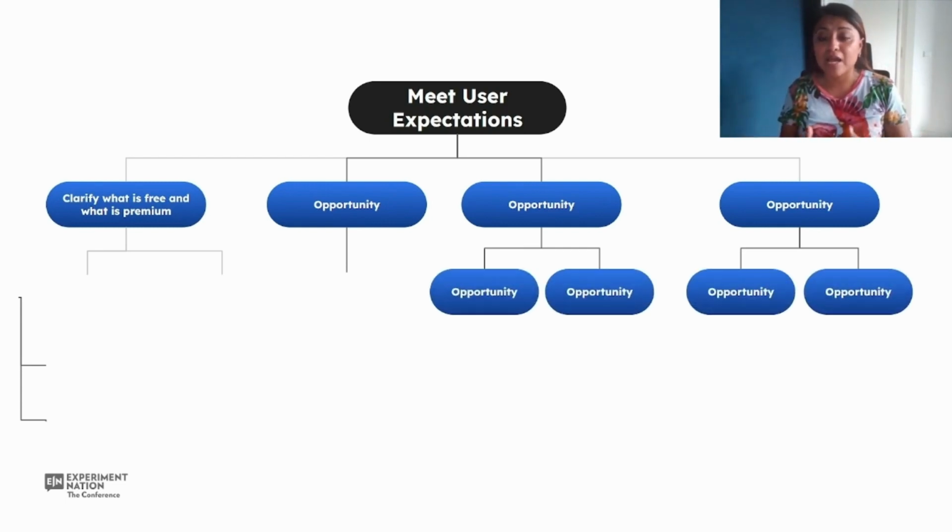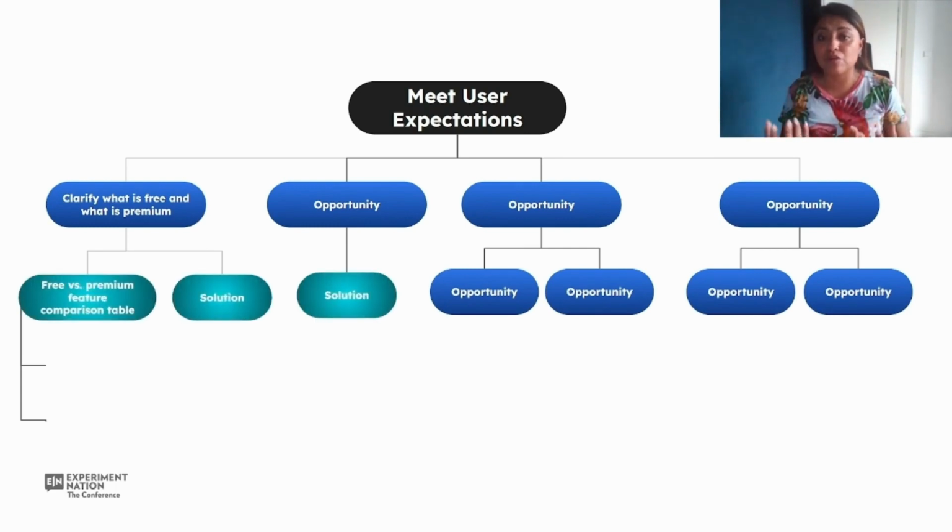And then perhaps after another layer of opportunities, you land on the solutions, because for every opportunity you will not have one solution. You will realize there is more than one way to clarify to your user what is free and what is premium. Perhaps one of the solutions will be adding a free against premium feature comparison table.